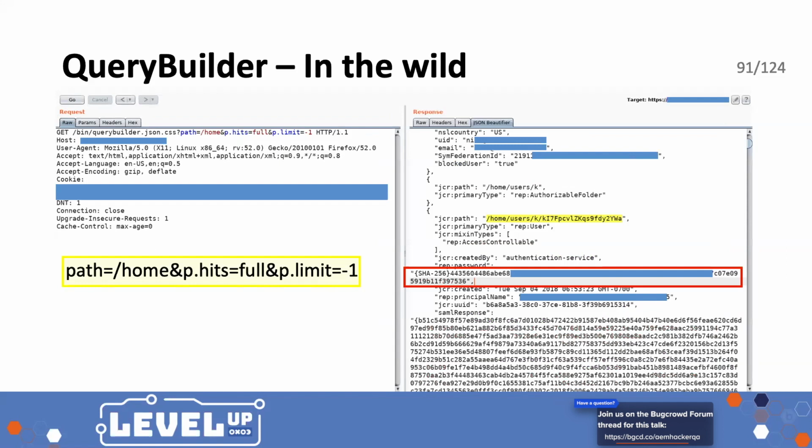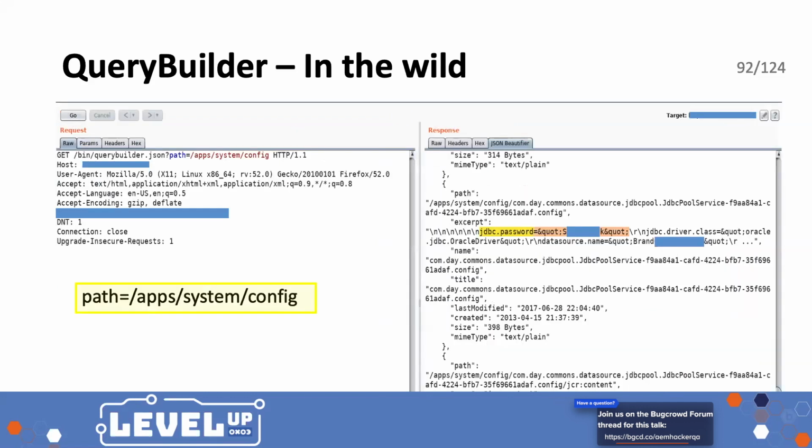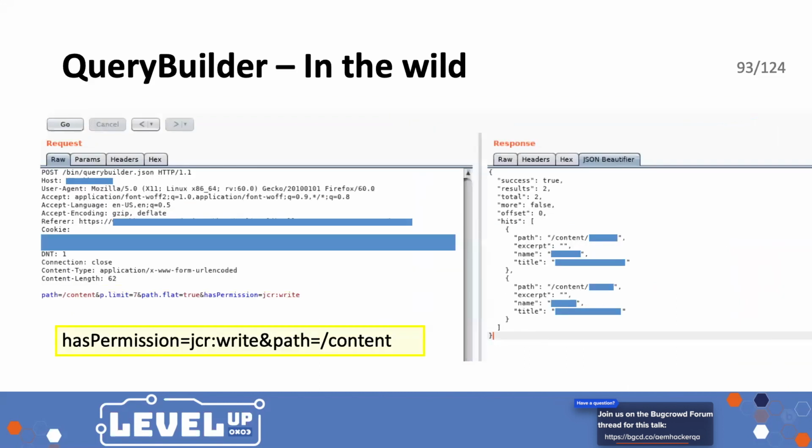This search gave me access to AEM users' profiles with SAML tokens and hashed passwords. This search allowed me to get database connection strings with passwords in clear text. Last example, with the hasPermission predicate, I was able to figure out what JCR nodes were writable by anonymous user. Later, I was able to upload an HTML file and got persistent XSS.